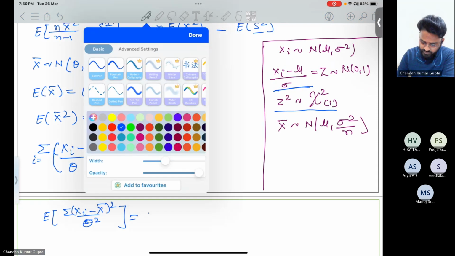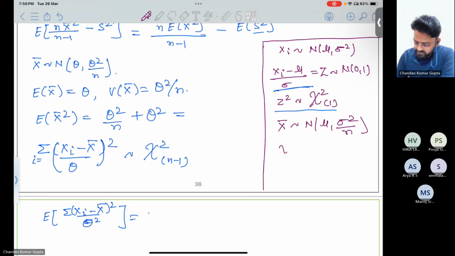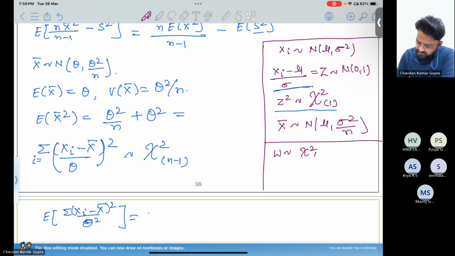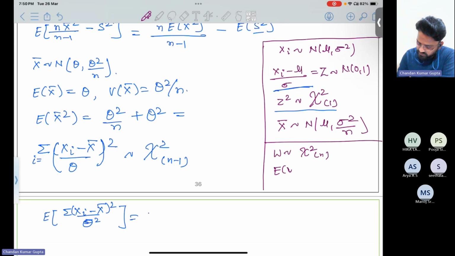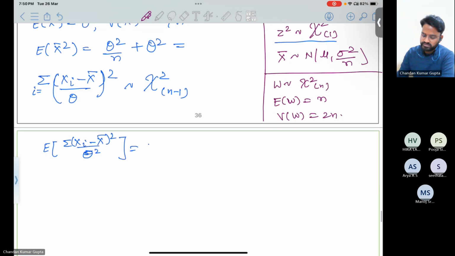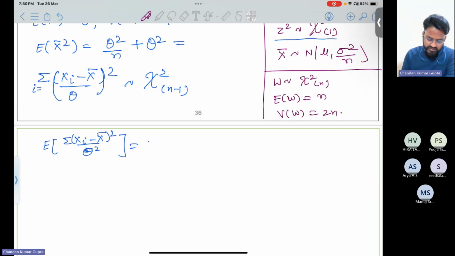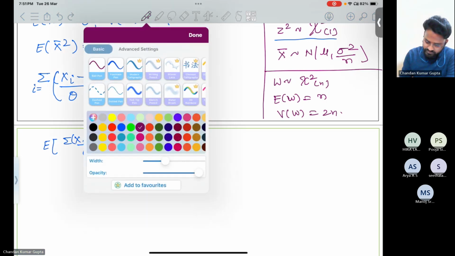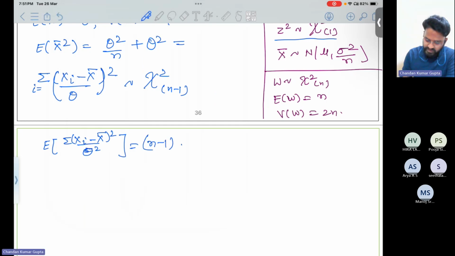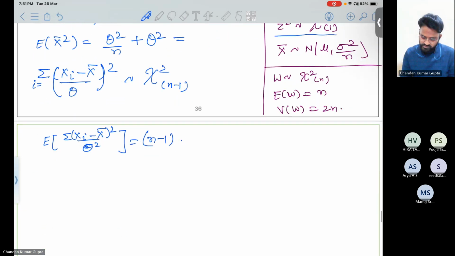Also, if W follows chi square with n degrees of freedom, then the expected value of W equals n and the variance of W equals twice n. With the help of this, the summation being from 1 to n, the expected value of this is n minus 1. If we divide by n from here, it is nothing but 1.